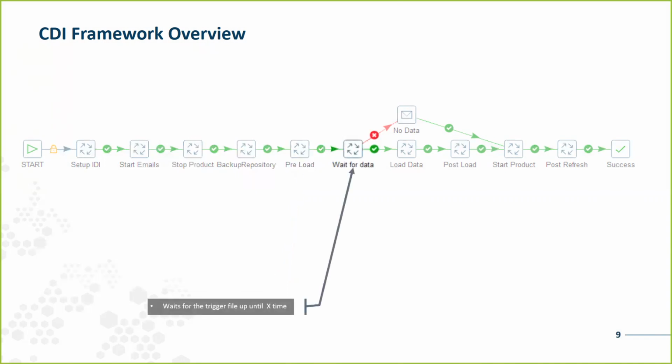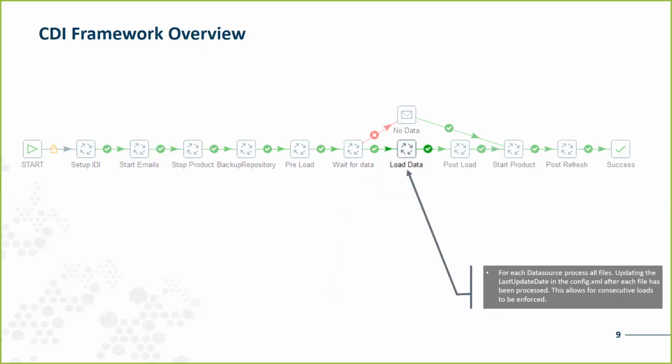We will then wait for the trigger file up until an agreed point with the client. If the trigger file is not delivered, we will then not load any data and then start the product back up and give it back to the client with the data from yesterday in it. We will then load the data. So for each data source, we'll process all files and we'll update a last update date in the config file for each file. So it allows for consecutive loads to be enforced.